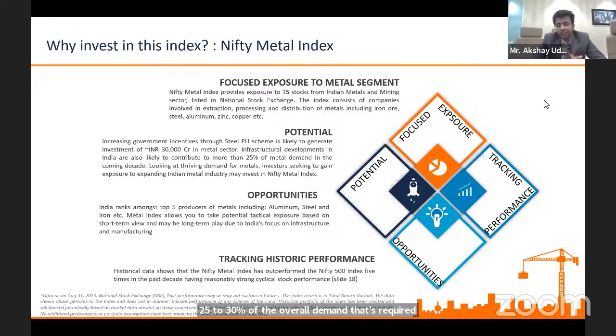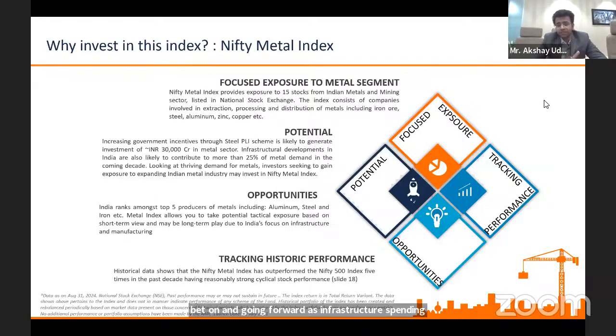In terms of opportunity, as I said, India is fairly placed in terms of resources. We are the second largest steel producer, fourth largest in terms of bauxite reserves, third largest lime producer, and other things that we had highlighted earlier. If you are looking to take tactical exposure based on a short term as well as long term view, and your focus is more on infrastructure and manufacturing, the metal sector is a good sector to bet on. Going forward, as infrastructure spending increases, the metal sector is going to be the key beneficiary.